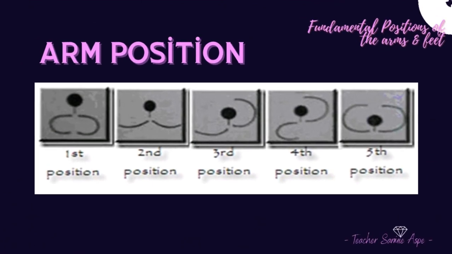Fundamental arm position. First position, raise arms to a circle in front of the chest. Second position, open up arms sideward, raise below shoulder level with a graceful curve. Third position, raise one arm overhead while the other arm remains in second position. Fourth position, raise one arm in front of chest in a half circle while one arm remains overhead. And fifth position, raise both arms overhead.